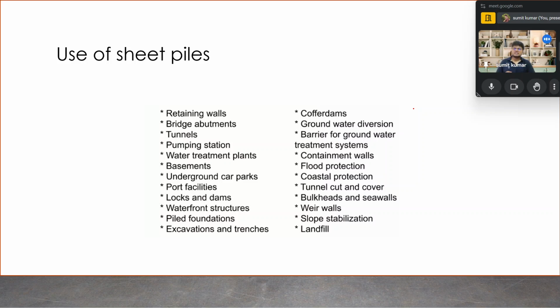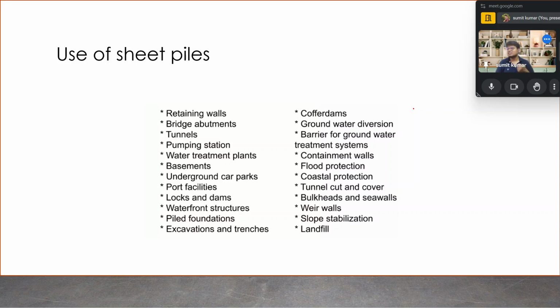Now we see the uses of the sheet piles. Some of the uses of the sheet piles we already discussed, some may be new over here. So the use of sheet piles is in retaining walls, bridge abutments. Yeah, truly, as I have given the example as well. Tunnels. Over tunnels as well, during the construction of tunnels, the sheet piles are used. Pumping stations, obviously, water treatment plants, basements, as I have said earlier, that during the construction of the basement, maybe for parking purposes, a small basement, not a basement structure, but a small basement parking space. Over there also, to support the surrounding soil, the sheet piles could be used.